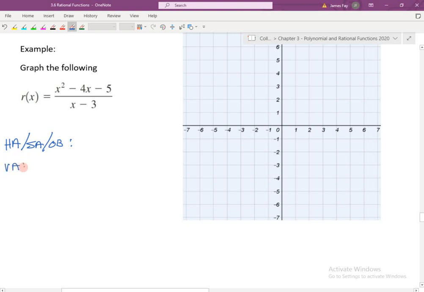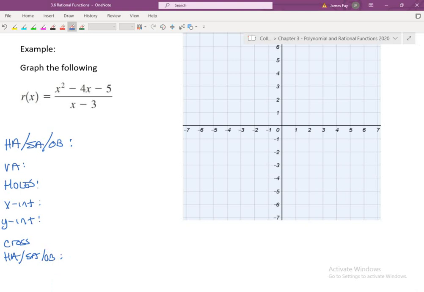Vertical asymptotes. We're going to ask about holes. Still do x-intercepts. Still do y-intercepts. And now instead of saying cross the horizontal asymptote, I'm going to say, do I cross the horizontal, the slant, the oblique? Okay.